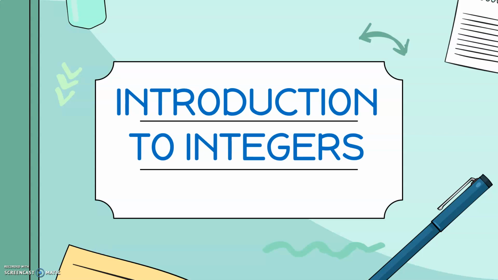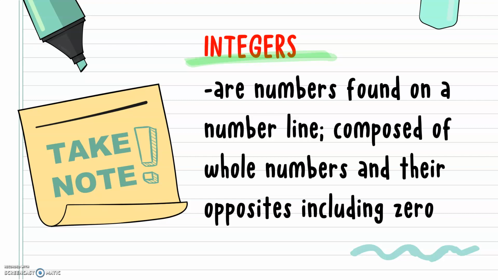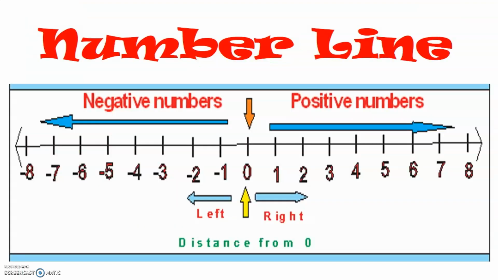Hello, my dear students. Today we will have an introduction to integers. So what are integers? Integers are numbers found on a number line. Integers are composed of whole numbers and their opposites, including zero. To understand this better, let's take a look at this number line.